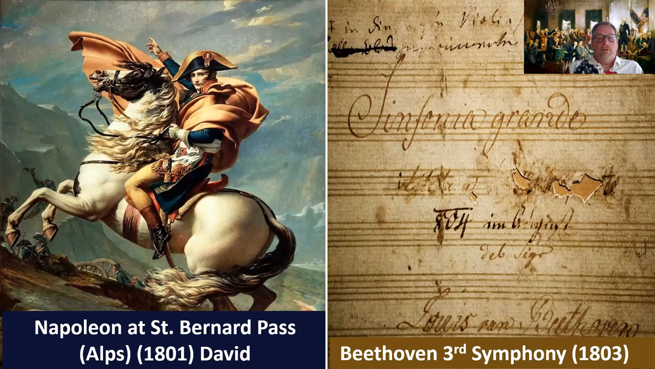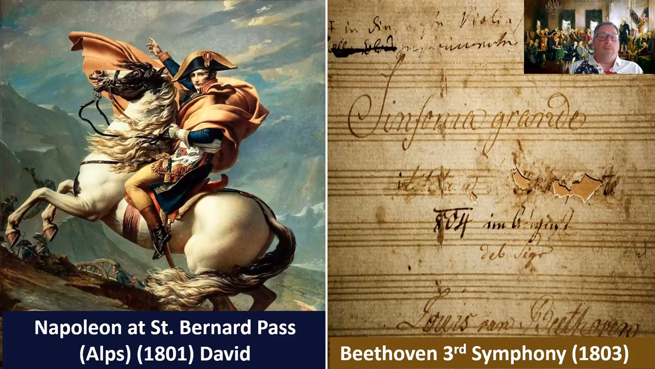Beethoven, and this is Beethoven's Third Symphony. I'll be playing a piece of it from 1803. He originally dedicated this to Napoleon, because Napoleon said he was going to come back and restore equality and rights for anyone. And then Napoleon declared himself an emperor about 5 years later.